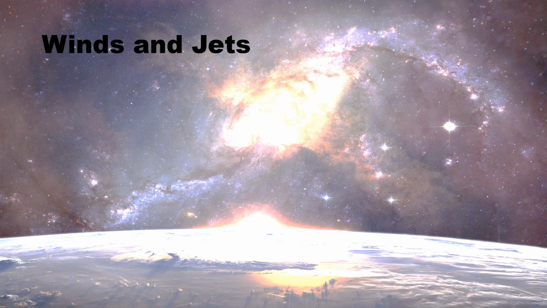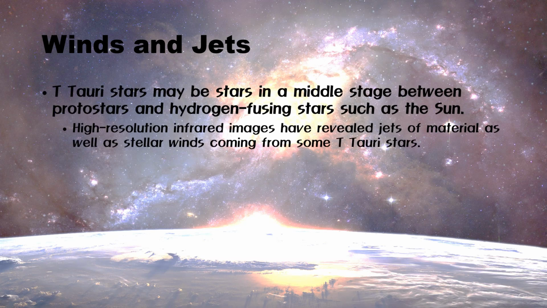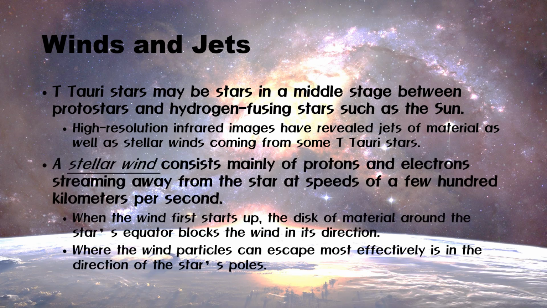And so that's going to get us into one of our final pieces here, which is talking about the winds and jets that these stars encounter. Because T Tauri stars may be stars in a middle stage between that of being a protostar and a hydrogen fusion star, such as our own sun. In fact, we have high-resolution infrared images that reveal there are actually jets of material as well as stellar winds coming from some T Tauri stars. Now, a stellar wind consists mainly of protons and electrons that are streaming away from the star at speeds of a few hundred kilometers per second.